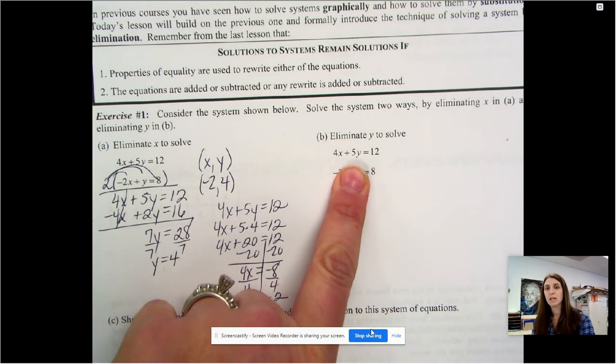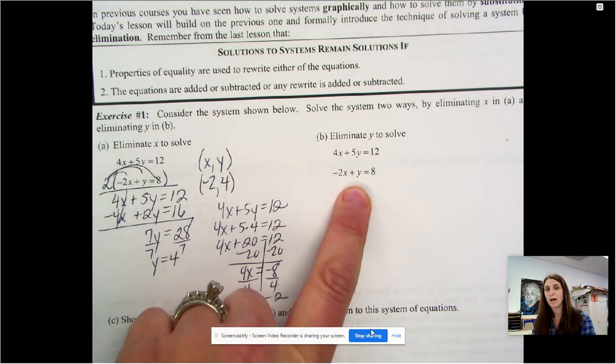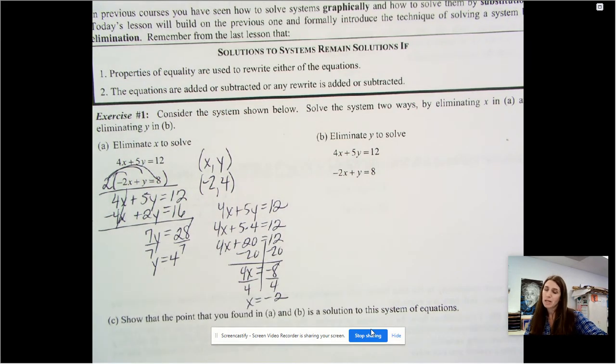If we want to eliminate the y's, we have a 5y and a positive 1y. How would we get rid of that? How would we make them opposites?